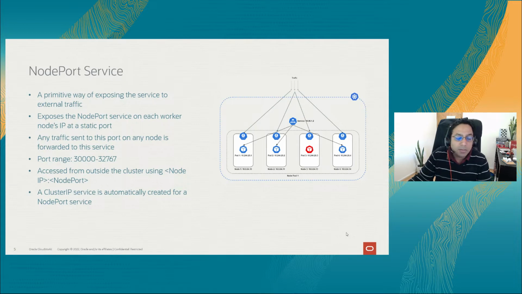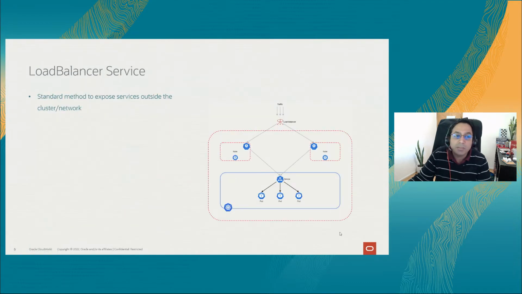To expose an application to the outside world, a better way is to use a load balancer service instead. That's the standard method to expose your service to the outside of the cluster and the network. The way it works is that when you create a service of type load balancer, your infrastructure provider, typically a cloud provider, will provision a layer 7 or a layer 4 load balancer for you.